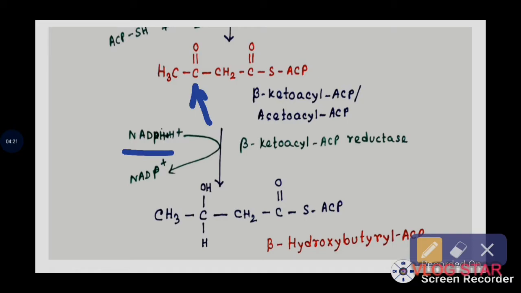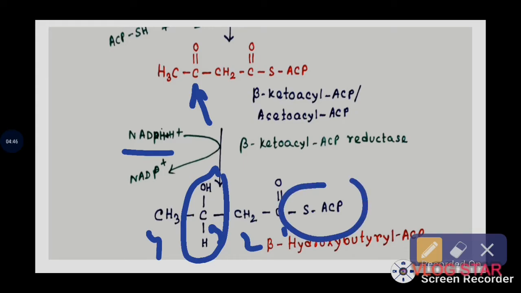So how is this compound named? Here this is the beta carbon to which the hydroxyl group is attached. So we can call this beta hydroxy, and the number of carbons in the compound is 1, 2, 3 and 4. So we can say that it is butyryl. Beta hydroxybutyryl ACP is there. So it is very easy to remember the compound name, beta hydroxybutyryl ACP.